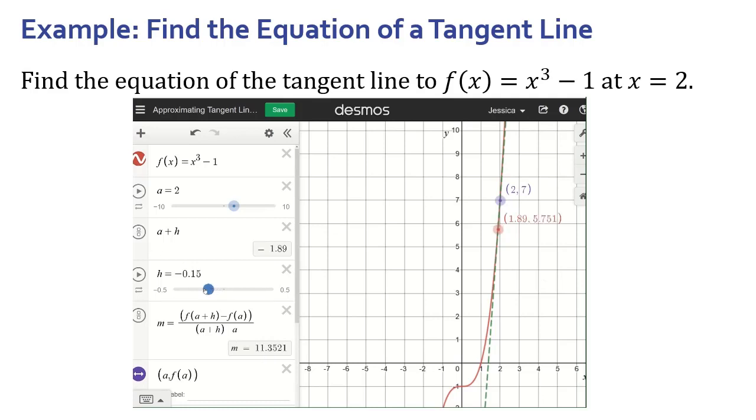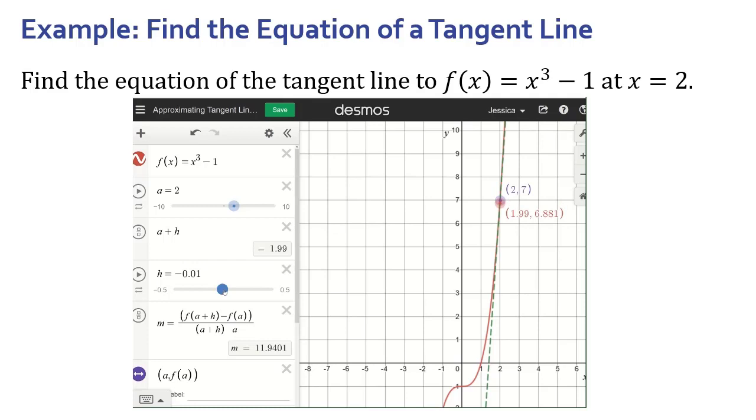I'm going to use this slider and have it play. And I'll have a link to this applet in the video notes, so if you want to get on here yourself, you can change your own functions, play around with it and visually see what's happening with these secant lines as they're approaching that value. So as h is getting closer, you can see that line is getting closer. And right when we're very close, this slope looks like it's approaching about 12.